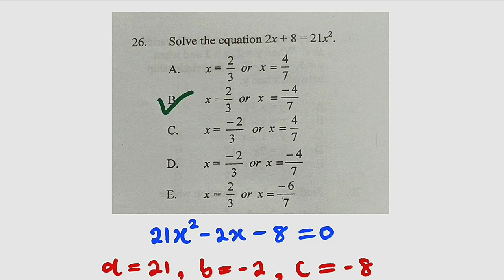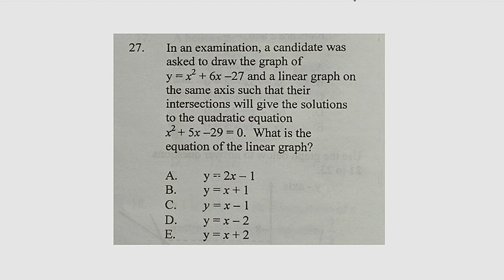Now let us move on to question number 27. All right, here is question number 27. It reads, in an examination, a candidate was asked to draw a graph of y equal to x squared plus 6x minus 27 and a linear graph on the same axis such that their intersection points, the linear and the quadratic graph, will give a solution to the quadratic equation x squared plus 5x minus 29 equal to 0. What is the equation of the linear graph?